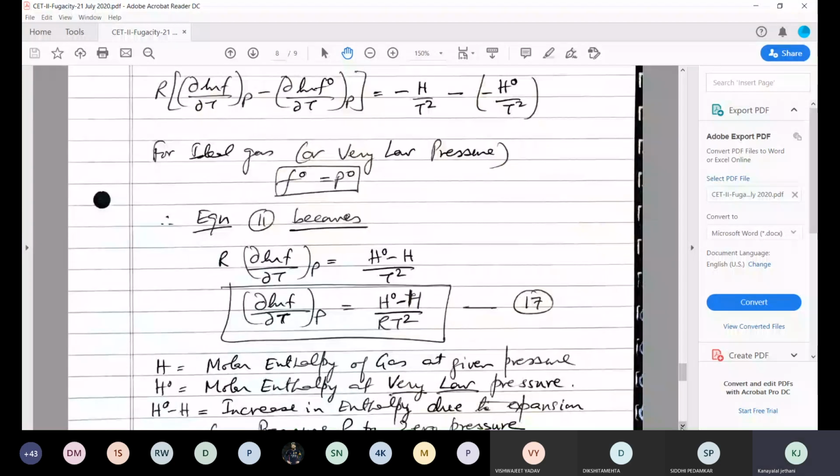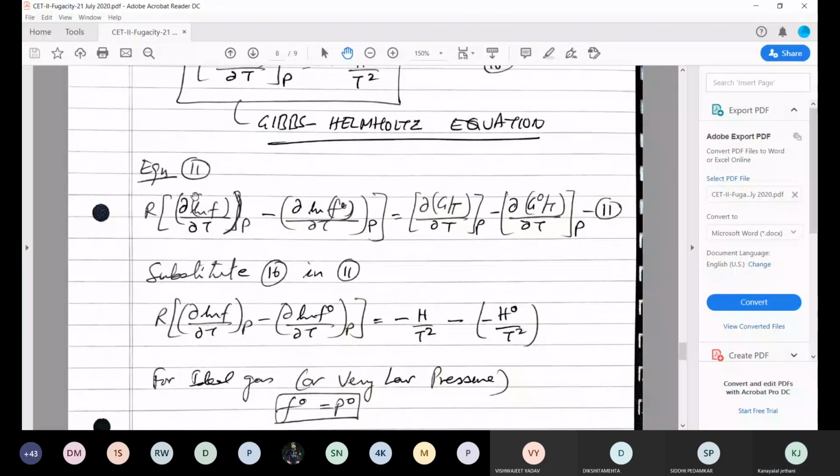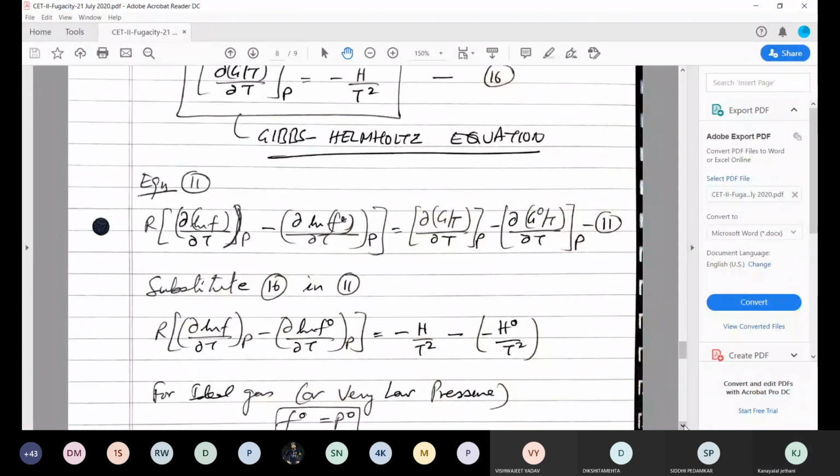So you can take equation 16 and substitute in 11. Okay, equation 11 ये था हमारा जो derive किया था हमने पहले. Now you take this thing and put in equation 11. So what we get is R into ∂ln f/∂T at constant pressure minus ∂ln f0/∂T at constant pressure. The left hand side is equal to, इसको minus H by T square में डाला, और यहाँ पर minus of minus H0, यहाँ पर G0 है तो H0 आएगा superscript, right?